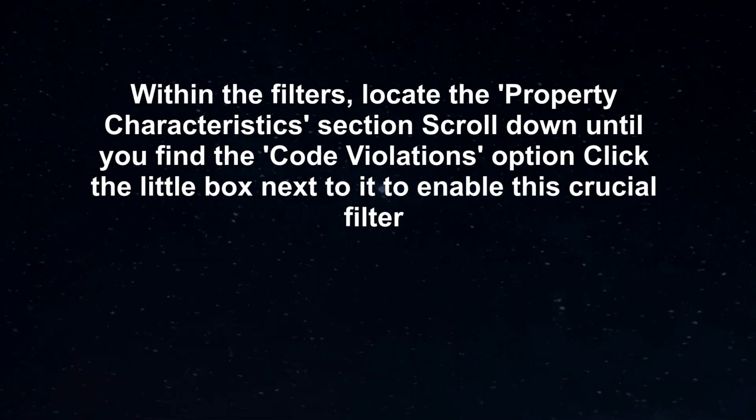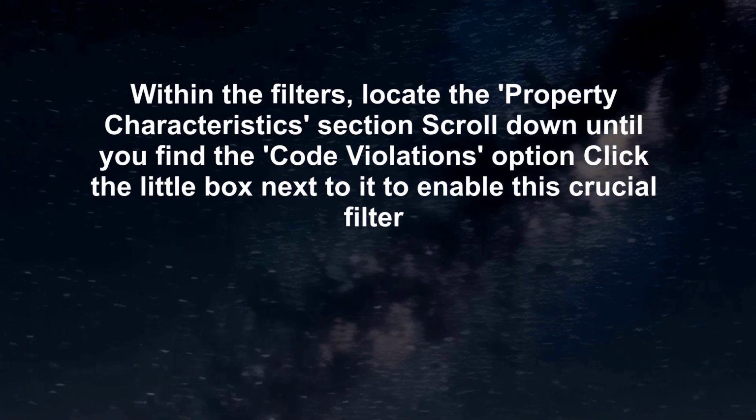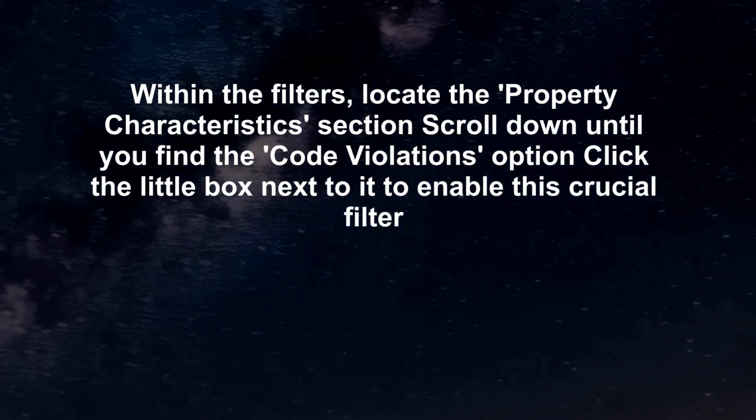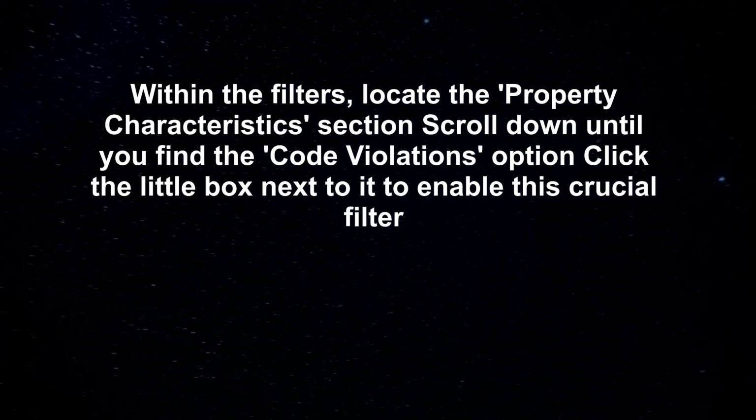Within the filters, locate the Property Characteristics section. Scroll down until you find the Code Violations option. Click the little box next to it to enable this crucial filter.